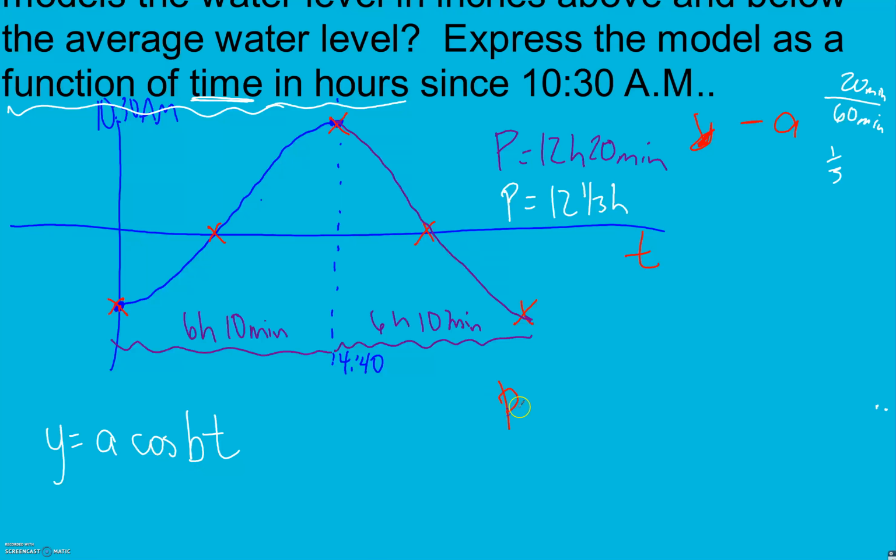We know our period equals 2 pi over b. b is the number of cycles in 2 pi. So our period is 12 1/3 equals 2 pi over b. So to get our b value, multiply both sides by b, and divide by 12 1/3.